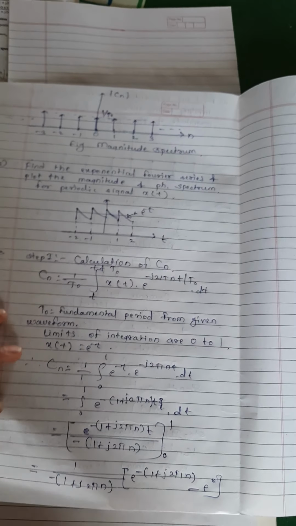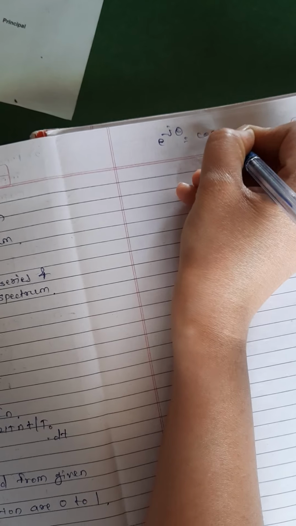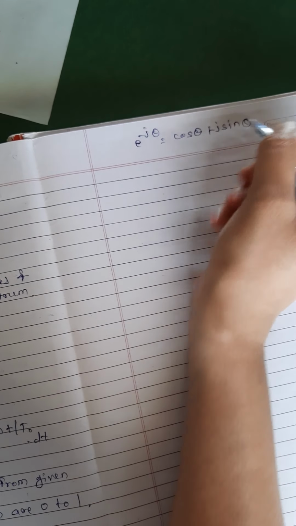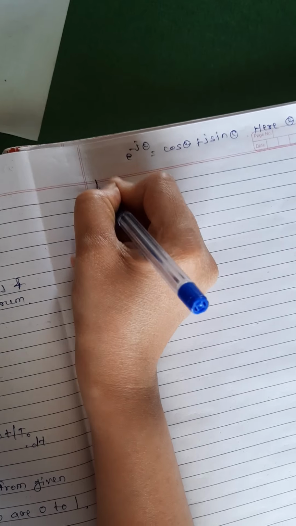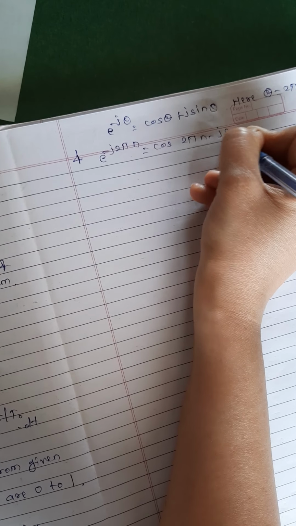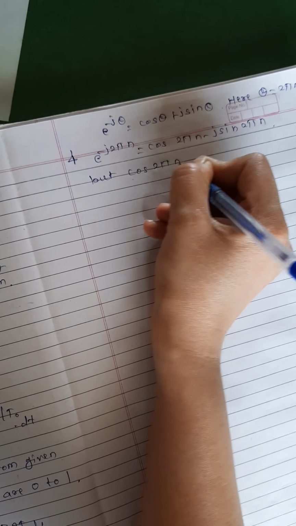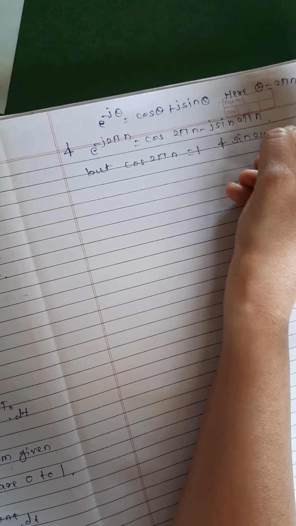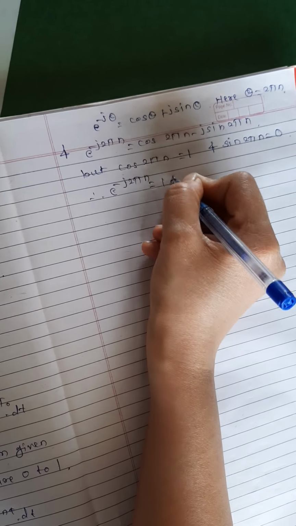So again we solve it. Now we have the formula e raised to minus j theta is equal to cos theta minus j sine theta. Here theta is equal to 2 pi n, and e raised to minus j 2 pi n is equal to cos of 2 pi n minus j sine of 2 pi n. But cos of 2 pi n is 1 and sine of 2 pi n is equal to 0. Therefore, e raised to minus j 2 pi n is equal to 1.